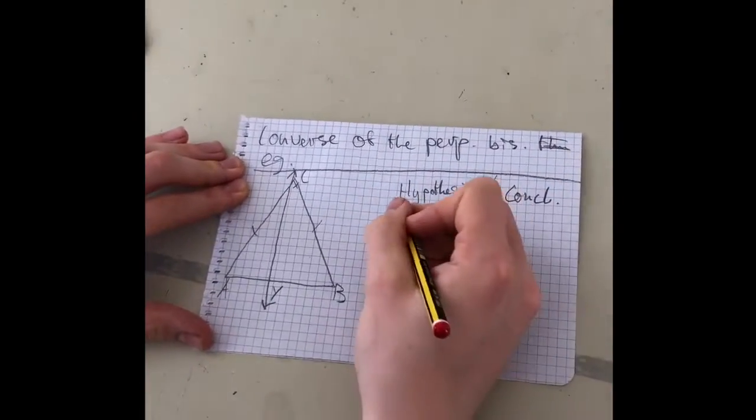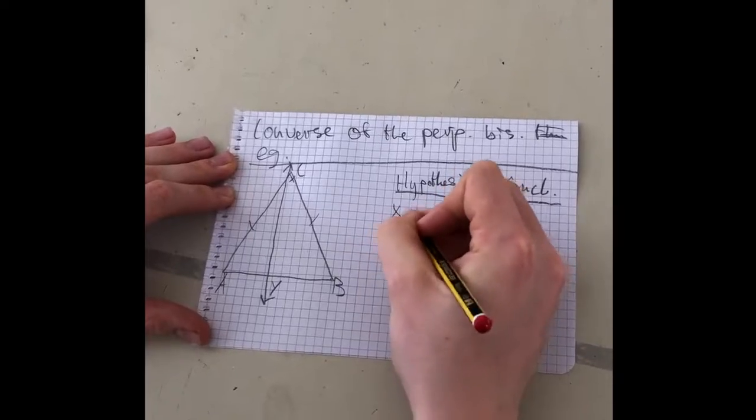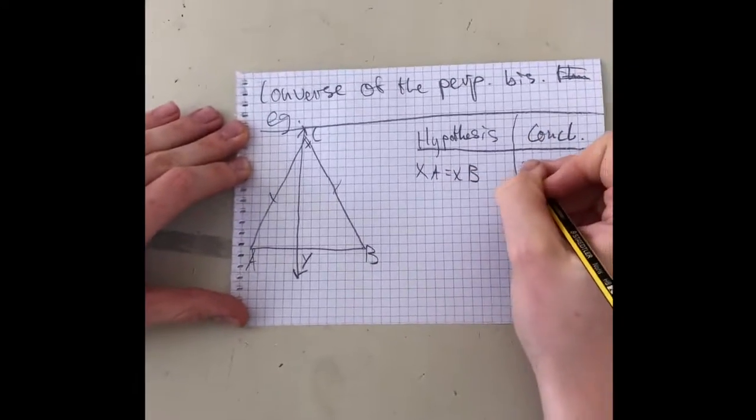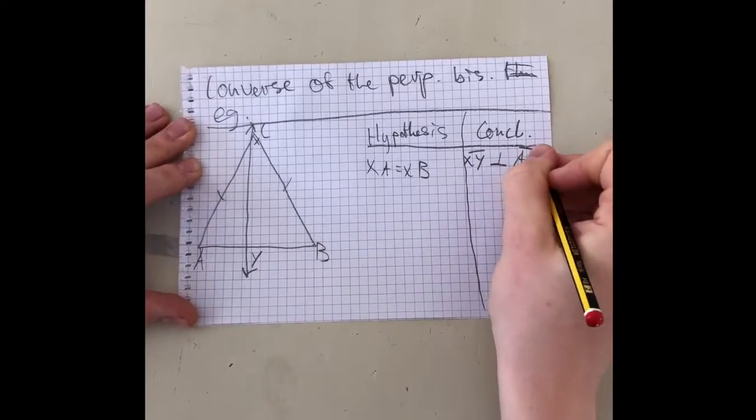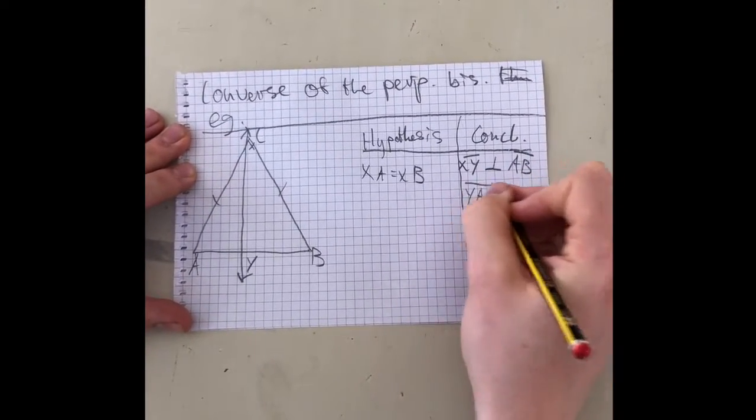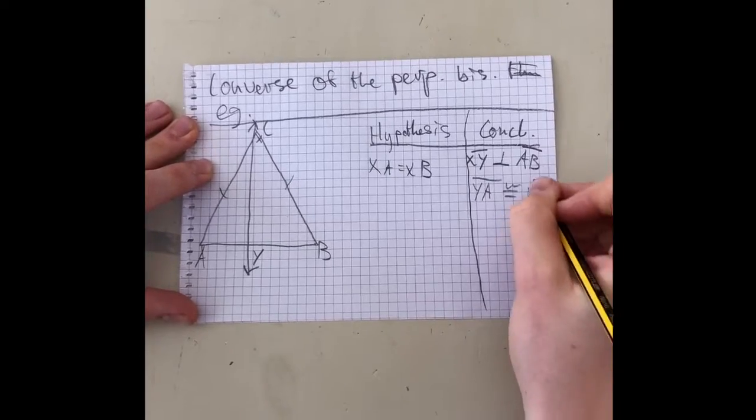So for example, in triangle ABC, in the hypothesis we can see that XA is equal to XB, and in the conclusion we can see that XY is perpendicular to AB and YA is congruent to YB.